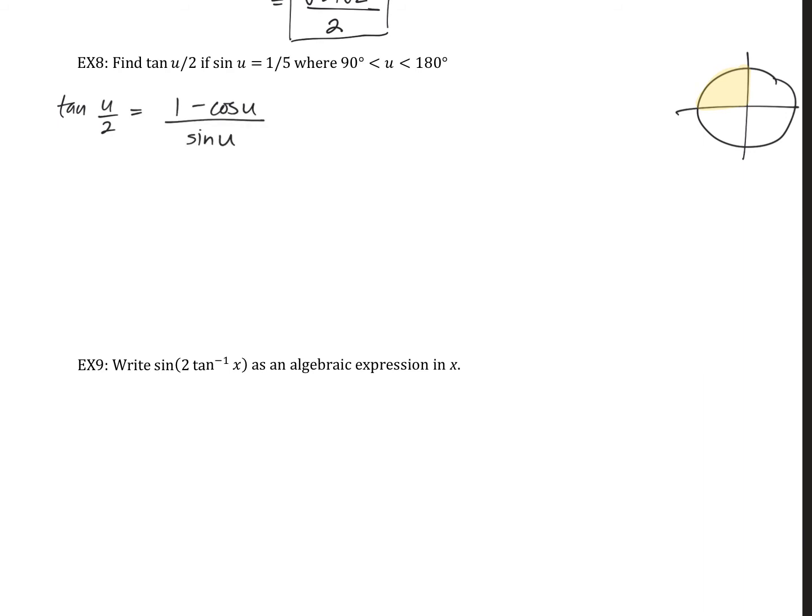So we're trying to find this, and we are given sine of u, which is a fifth, but we don't have cosine of u. So we need to try to figure out how to find cosine of u. Well, we're going to go ahead and use that really handy identity formula, which always pretty much comes in handy.